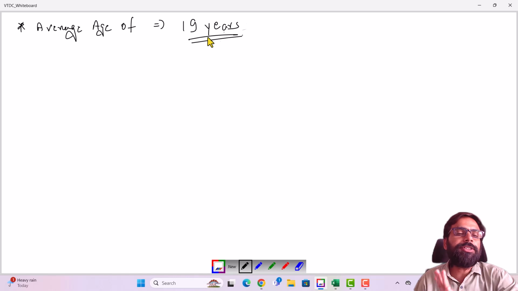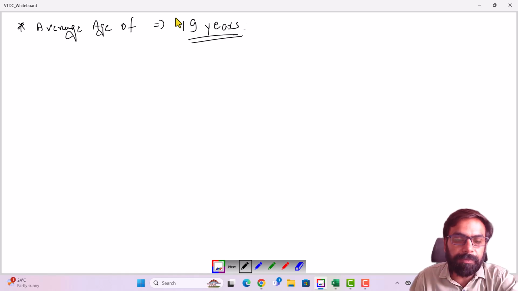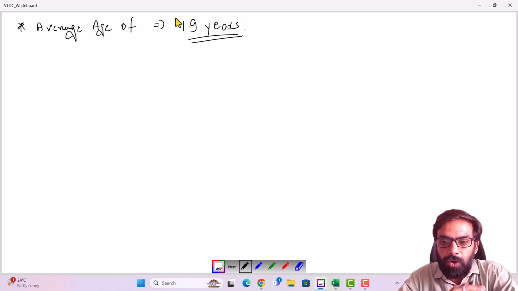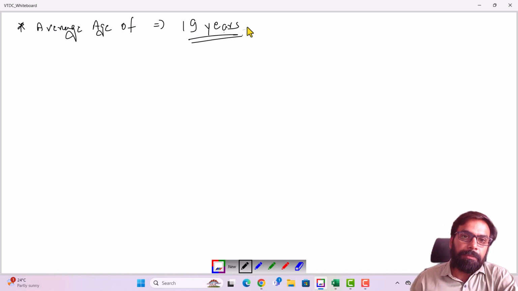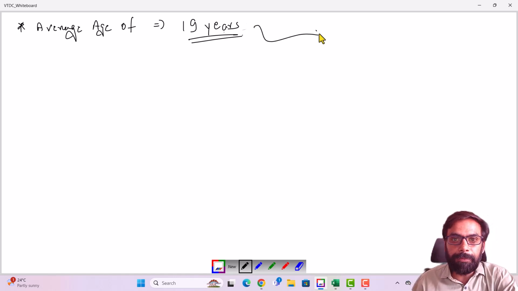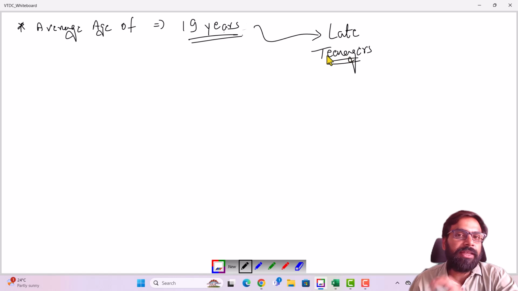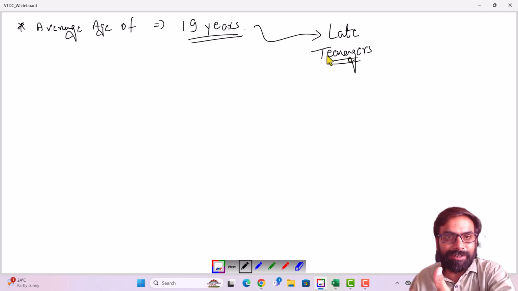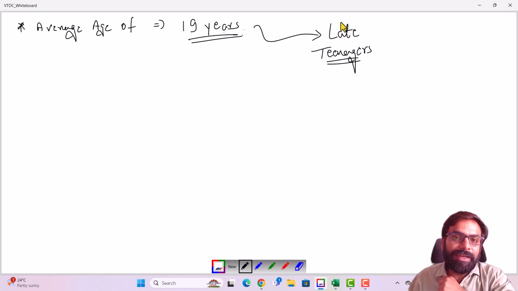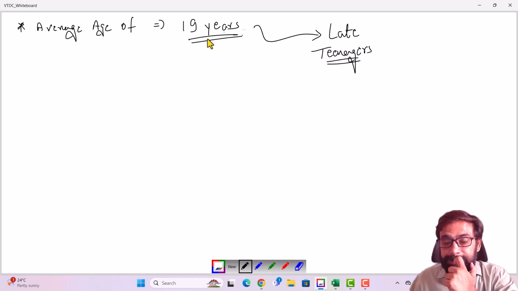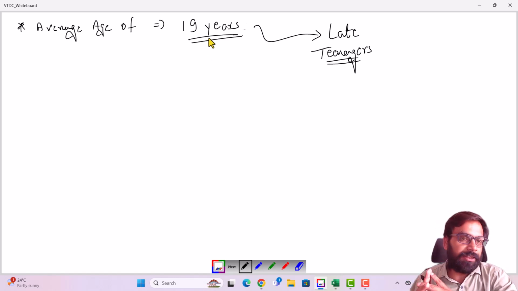Now, my question is, what can you deduce out of this number 19? The average age of all the people who are buying Oreo from a certain locality comes out to be 19 years. Can I say my customer group is late teenagers? Please don't read it in any other way. I'm saying that the people who are right now in their late teens are about to exit their teens and enter into being young men or young women. Point is, 19 years is the average age. Can I say that my customer is 19 years old?